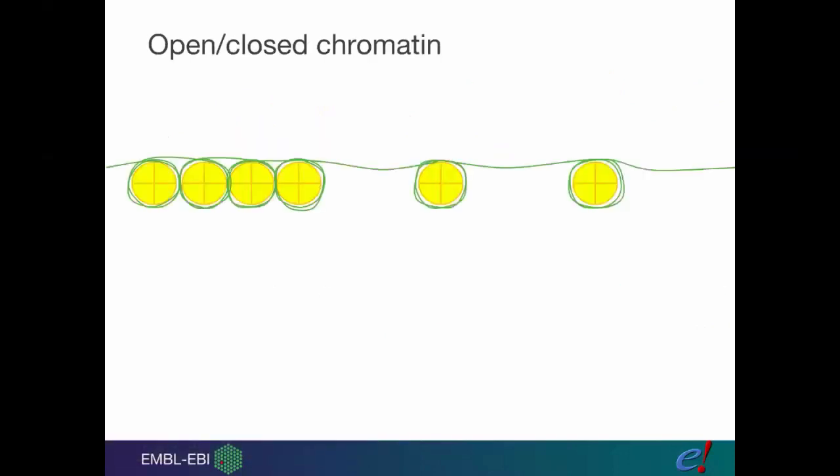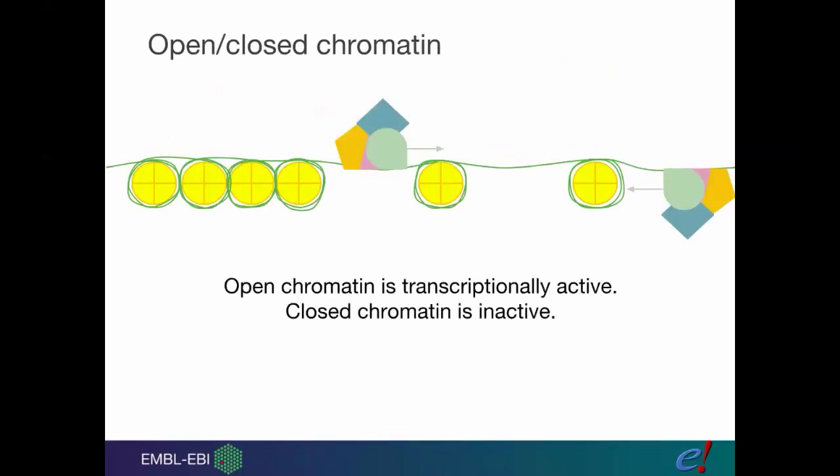Another thing we look at is open and closed chromatin. So here I've got a simplified diagram of DNA bound to histones. And you'll see that some histones are bunched up really close together. Other histones are really spaced out. And we call these regions where they're bunched up closed chromatin, and those regions where they're spaced out open chromatin. And we find that transcription occurs in regions where there is open chromatin. Open chromatin is transcriptionally active and closed chromatin is inactive.